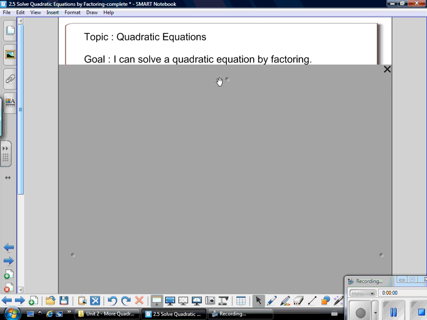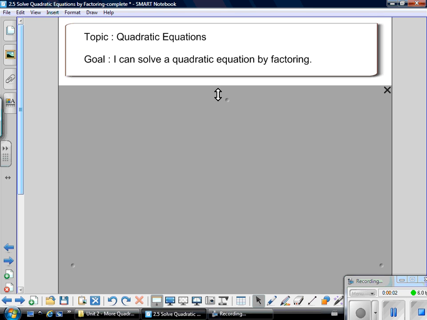So let's take a look at our next section, 2.5. Our goal today is: I can solve a quadratic equation by factoring. Remember I told you before that we need to be able to factor in order to do something else. So what we're going to do is use factoring to solve a quadratic equation.